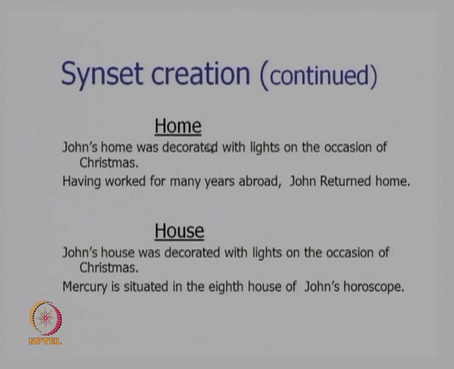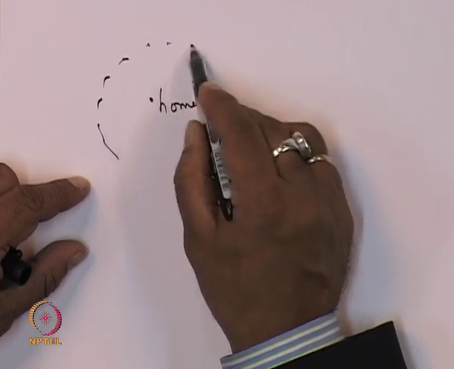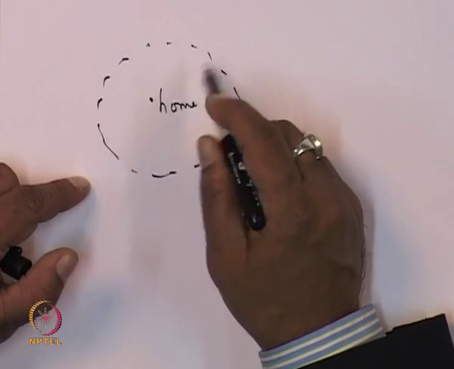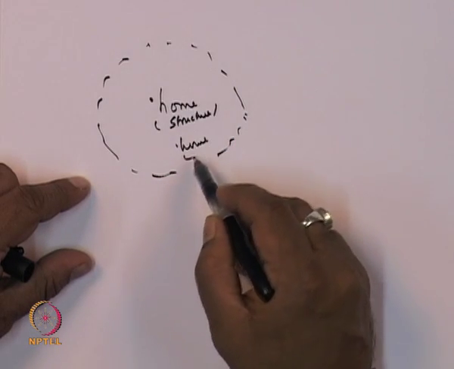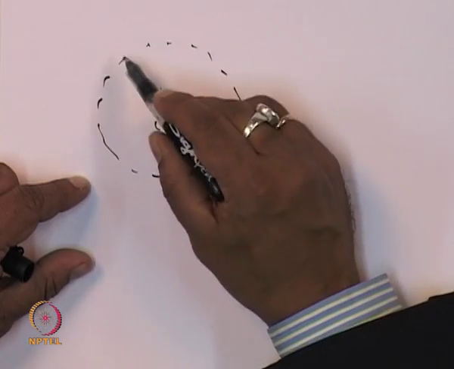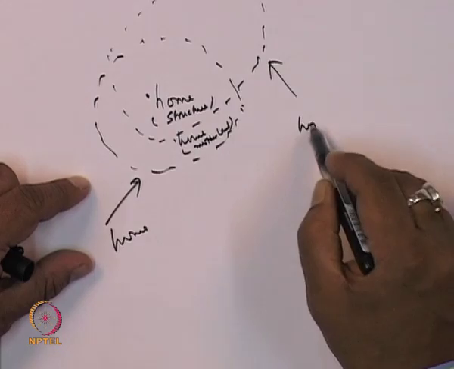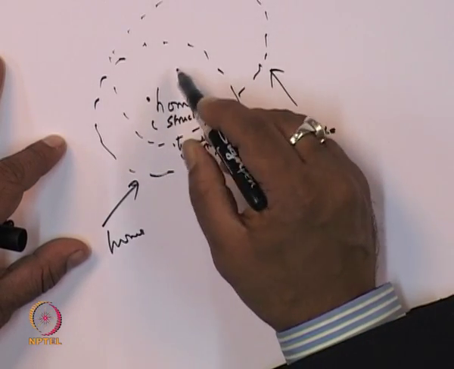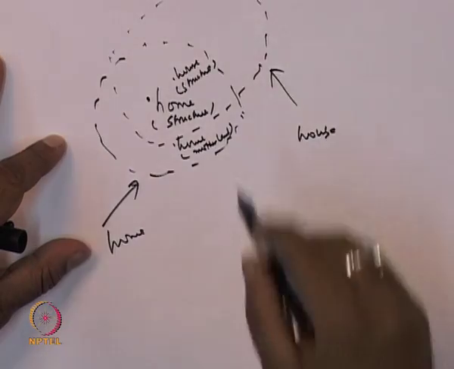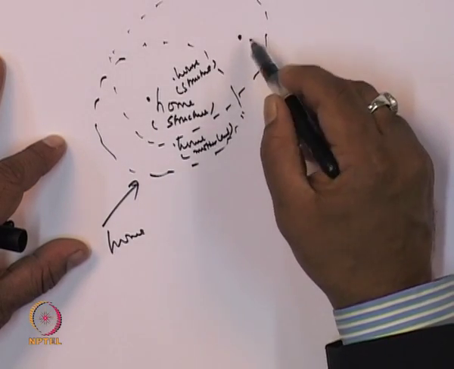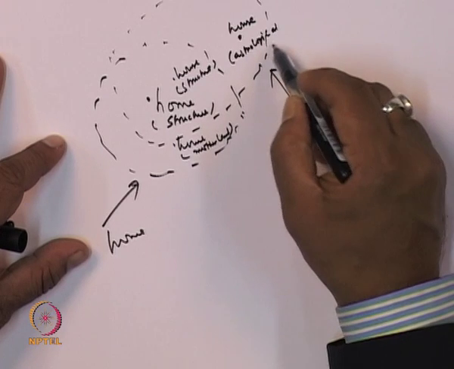So, we can express this by means of a diagram. We have here home, and home has a region of meaning around it. One meaning of home is the structure, another meaning of home is motherland. And then house has another region of influence. This is for home and this is for house. So, this part is common, house as a structure, and this part has no commonality with home, where house is as an astrological position.